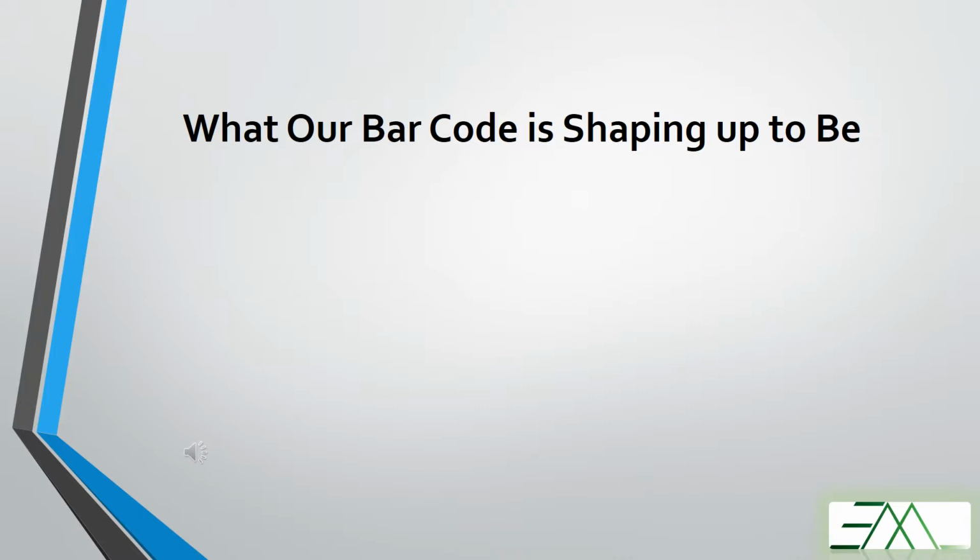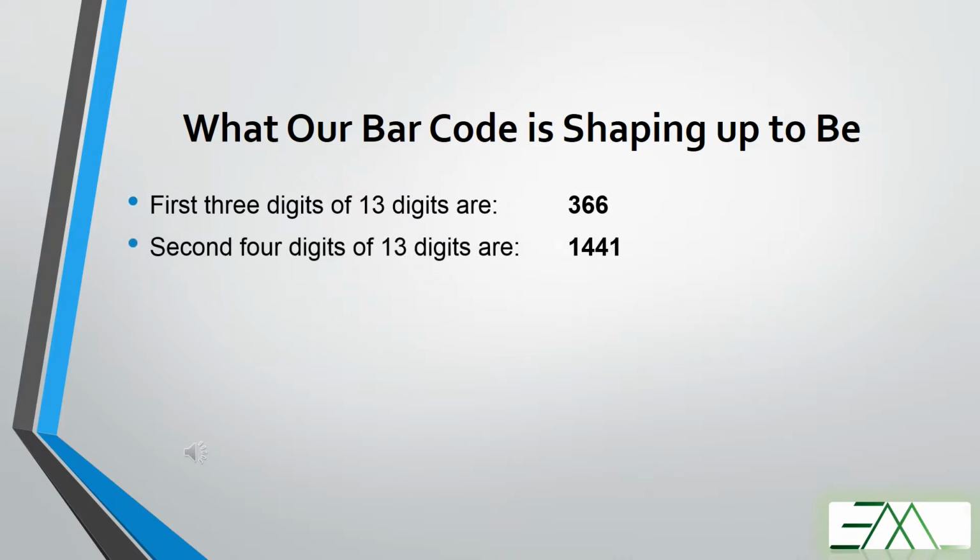Now, our barcode is really starting to take shape. We know the first set of 3 digits of 13 digits is 366. The second set of 4 digits of 13 digits is 1441. The U.S. subsidiary products will start with their assigned range. So the third set of 5 digits of 13 digits is 90000, and that will extend through the end of their range.